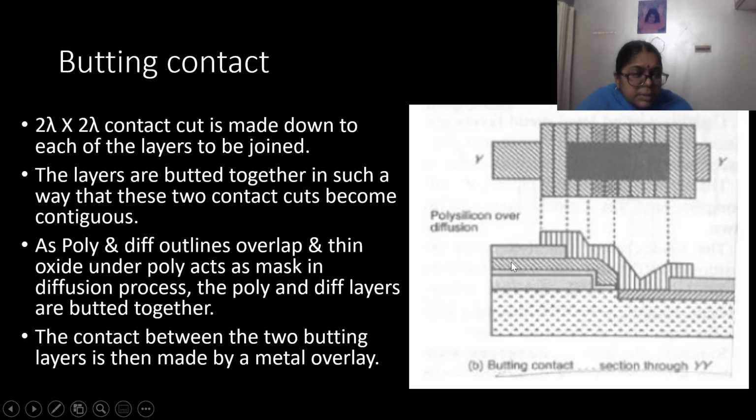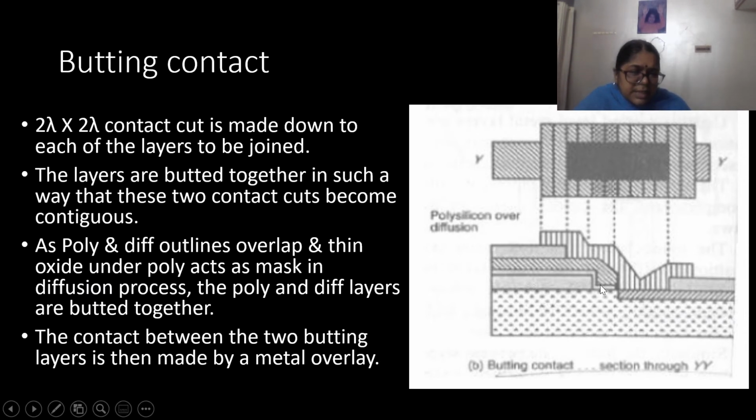Now the polysilicon is already there, and you have started diffusing the n-type impurities in the region where n diffusion has to be formed. So when the n diffusion is formed, that means the n-type impurities are being diffused into the area where n diffusion has to be formed. That takes place through the polysilicon to the n diffusion layer. And then you have a thin oxide layer here. So polysilicon and diffusion outlines overlap. Thin oxide under the poly acts as mask in the diffusion process.